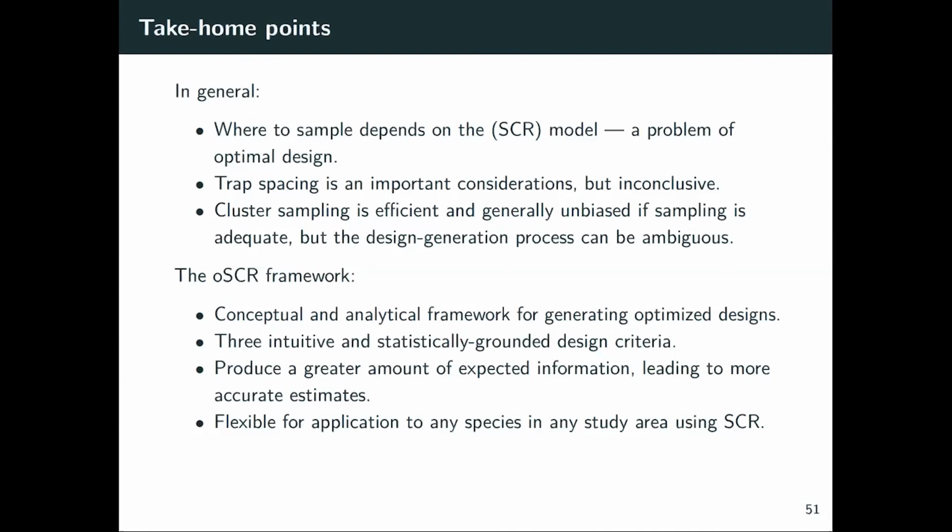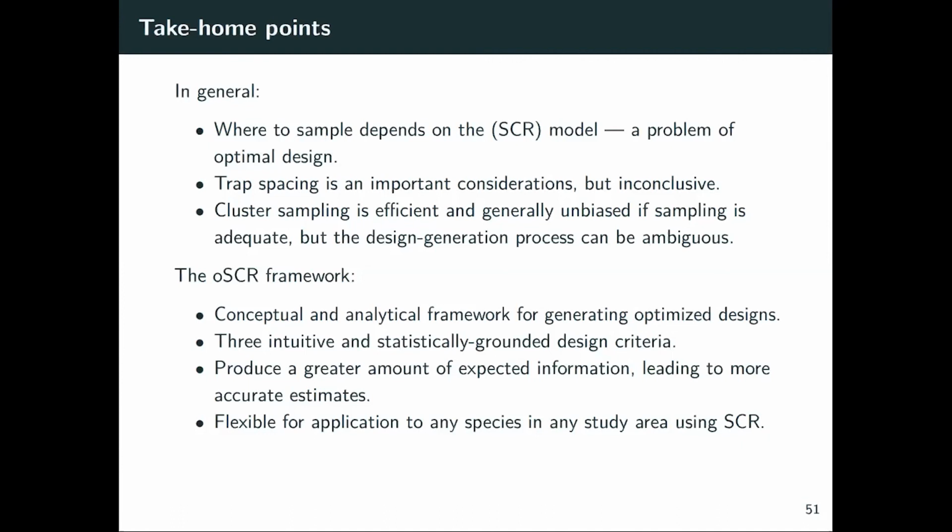Cluster sampling is efficient and generally unbiased. It can be better than just regular grid sampling, but that assumes that sampling is adequate, which is a bit hard to judge. And the design generation process overall can be quite ambiguous. Again, think back to those questions about spacing within a cluster, spacing among clusters.